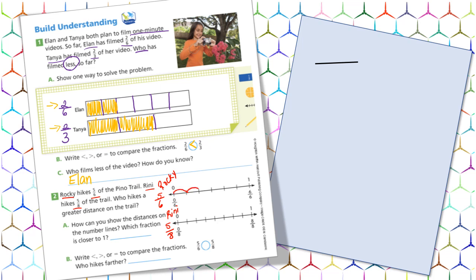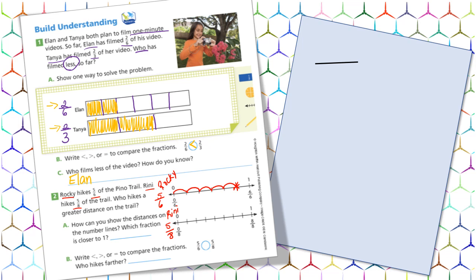1/6, 2/6, 3/6, 4/6, 5/6. Look at that. Rocky has hiked all that way. He's really close to the end of the trail, to the whole thing. And now let's take a look at Rini.